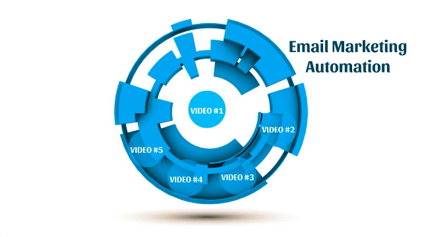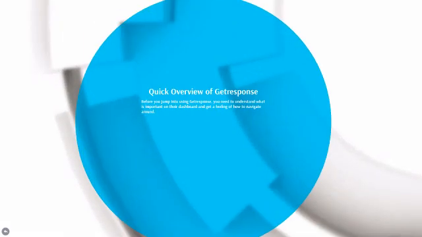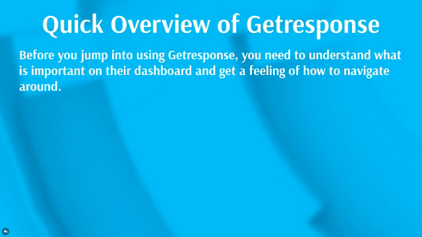Okay, so now that you understand how to build your email autoresponder series, let's jump right into video number 5 and talk about a quick overview of GetResponse. What I'm going to do in this video is give you an overview of the dashboard itself. We're going to log in, and that way you have a better idea of where everything is and what we're going to actually use.